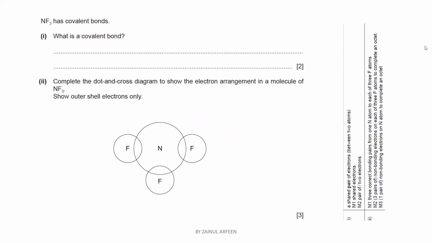Okay, another question, the structure question. NH3 has covalent bonds. What is the definition of a covalent bond? And it's worth 2 marks.